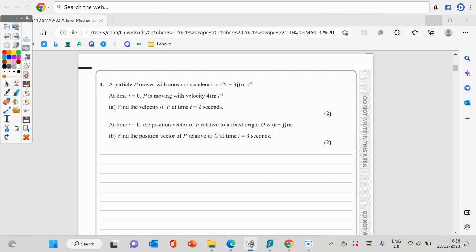Particle P moves with constant acceleration 2i minus 3j meters per second squared. At time t equals 0, P is moving with velocity 4i meters per second. Find the velocity of P at the time t equals 2 seconds, for 2 marks.